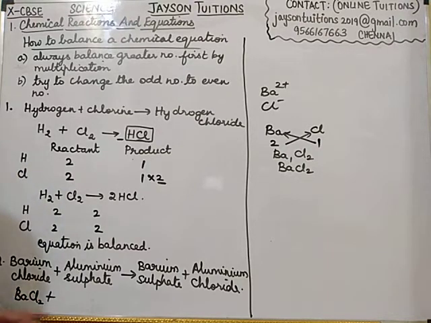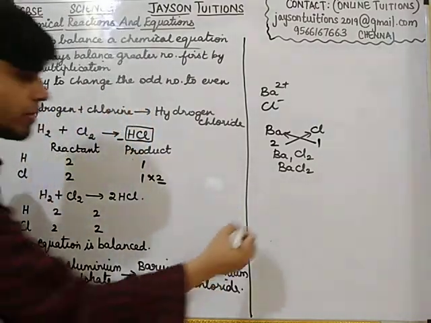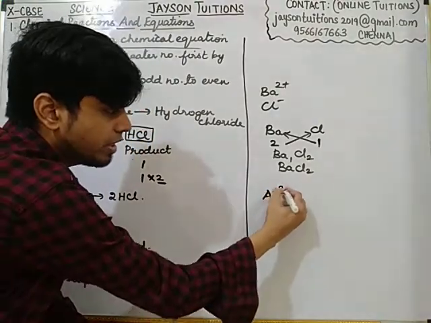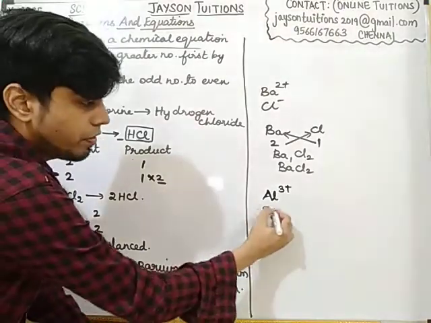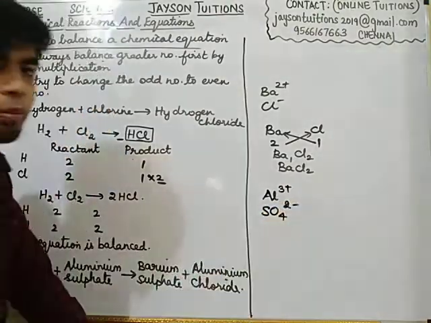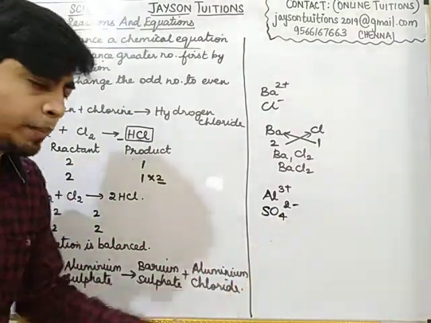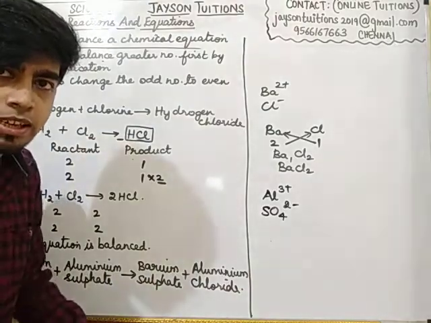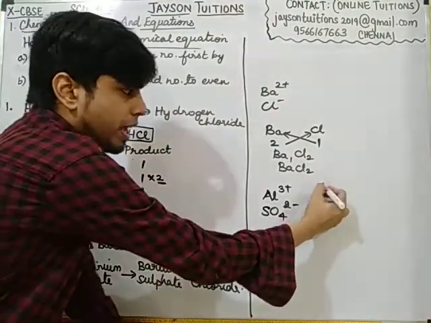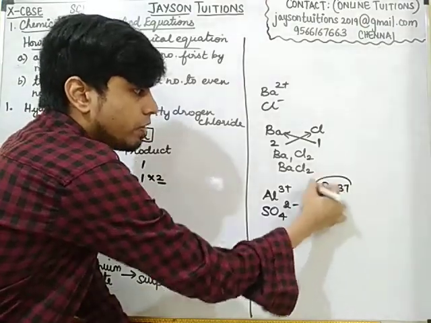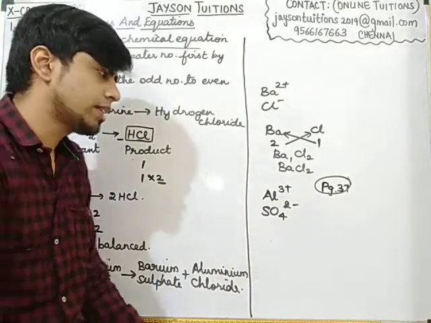BaCl2 plus aluminium sulfate. The symbol for aluminium ion is Al3 plus. Sulfate is SO4 2 minus. If you don't know the symbol for the ions, again I am telling you, take your 9th standard textbook or download the 9th standard CBSE textbook. In page number 37, they have given the tabular column of all the ions and the symbols. You have to learn it by heart.